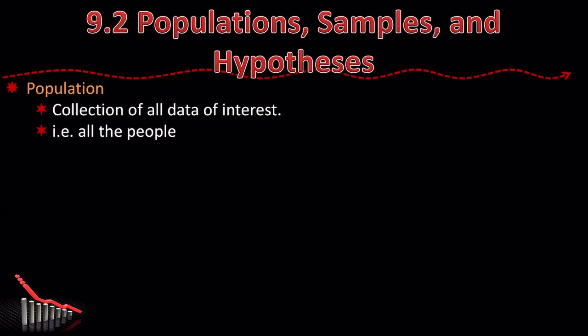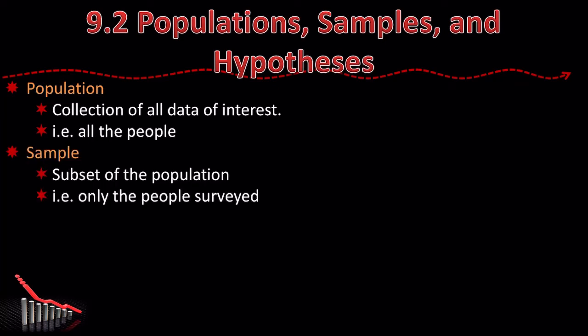So a population is the collection of all the data of interest. For example, it's all the people. That's often pretty hard to do, though. So we do a sample. A sample is a subset or a smaller group of the population. For example, only the people surveyed.